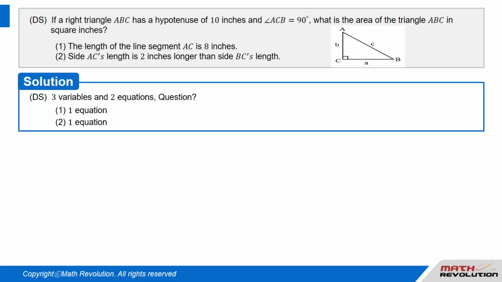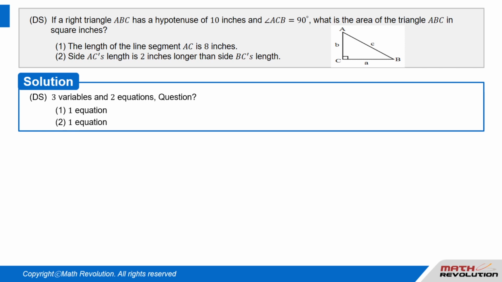Solution. Now we will solve this DS question using the variable approach. DS, 3 variables and 2 equations. Question. Condition 1, 1 equation. Condition 2, 1 equation. DS question with 3 variables and 2 equations. Let the original condition in a DS question contain 3 variables and 2 equations.